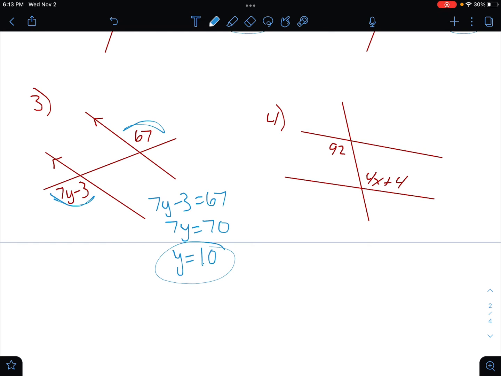Okay, look at number 4. What kind of angles are these? These are between the parallel lines and they're opposite sides of the transversal. So alternate interior, what do we know about them? We know alternate interior are also congruent. So we have 4x plus 4 equals 92. I'm going to subtract 4 over. We get 4x equals 88. Divide by 4 to get x equals 22.